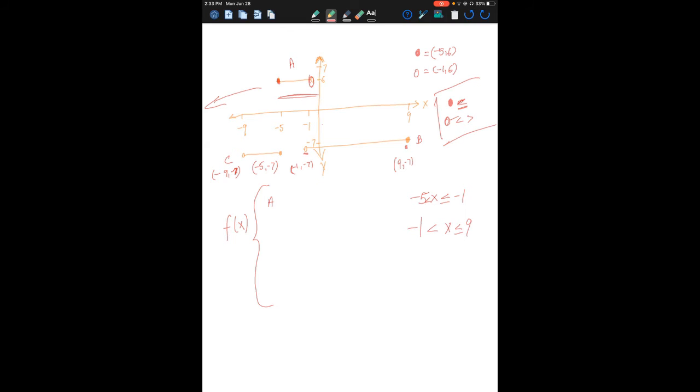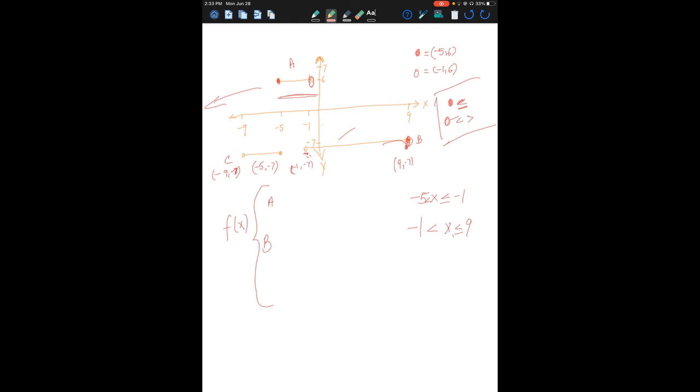So this one is function b. Now you look at negative 1, it's x is greater than negative 1, right? But it's not equal to because it's not shaded over here. But if you look at here at 9, it is shaded and it's also less than. So it's less than and equal to. And that makes sense right here.